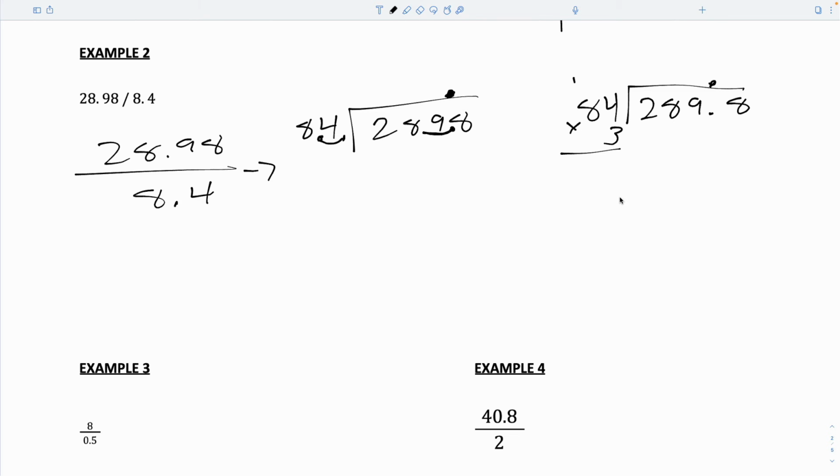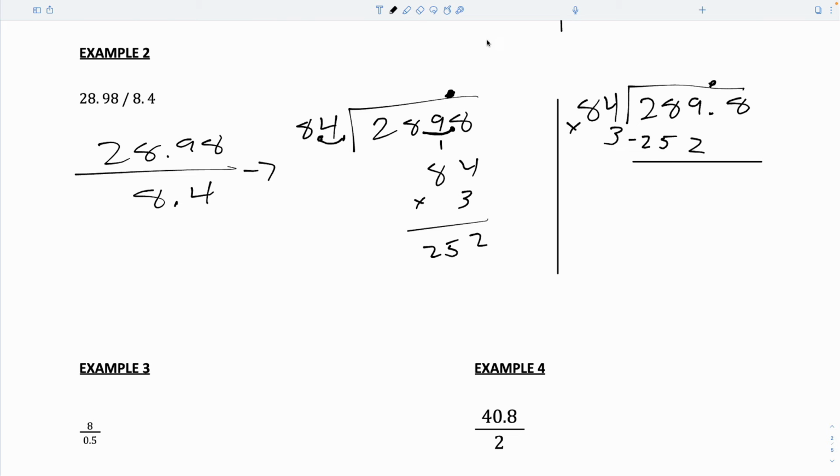Yeah, I want to set it up over here. 84 times 3. 8 times 3 is 24, plus 1 is 25. Okay. That works, and we'll have some remainder. Anyone subtract that already? What remainder do I get, Liliana?